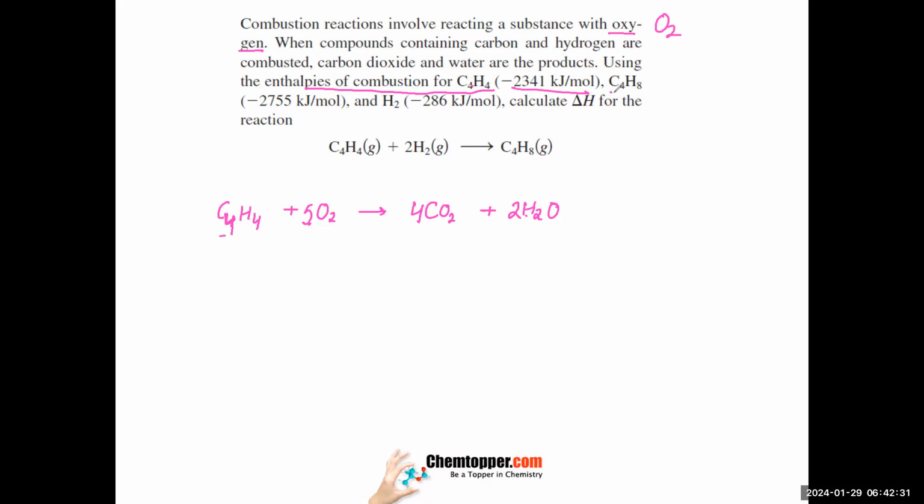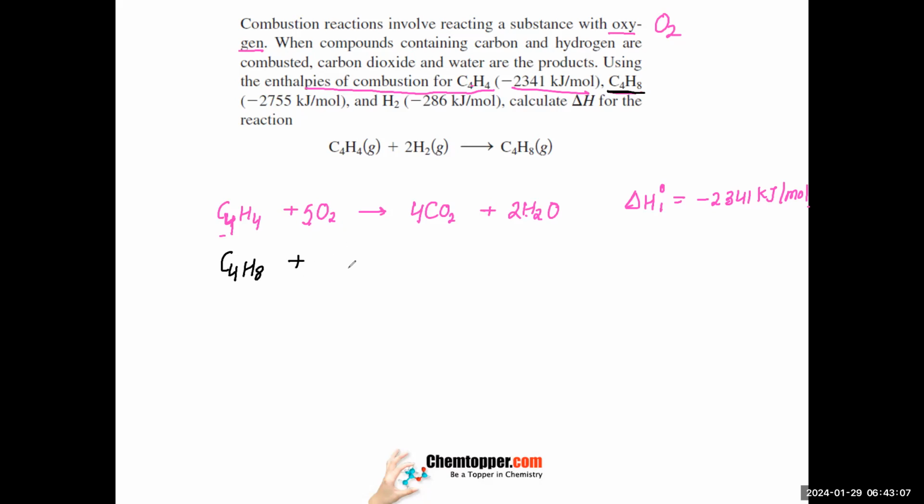Now let's take the second compound. Is the enthalpy of combustion given to us? Delta H naught 1 is minus 2341 kilojoules per mole, right? C4H8. Let's do that. C4H8. Second reactant.